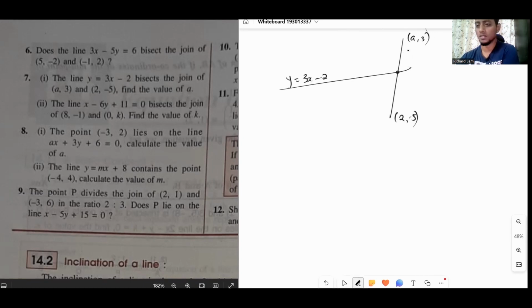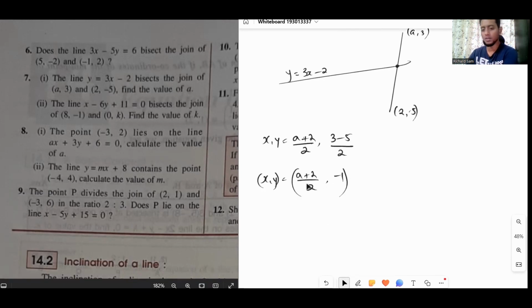So the first step is to find the midpoint. What's the midpoint? Did you get it? Yes. X is (a plus 2) upon 2 and y is (3 minus 5) upon 2, right? Correct. So (a plus 2) upon 2, and this is minus 2 upon 2, which is minus 1. These are the values. Did you get this? That's the first step. Then now what do we know? This point lies on this line, y is equal to 3x minus 2.